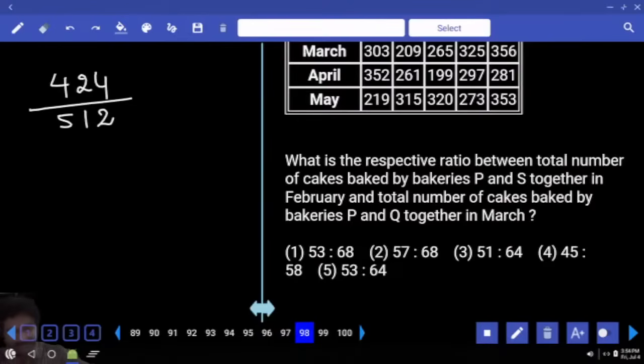Hold. Second option. 57 is a 3 multiple. That can never be your answer. Correct. 51 is also. First of all, this is a 5 multiple. We don't have 5 multiples at all. Moreover, that is 9 multiple. Any rule you can apply. Eliminated. Right.